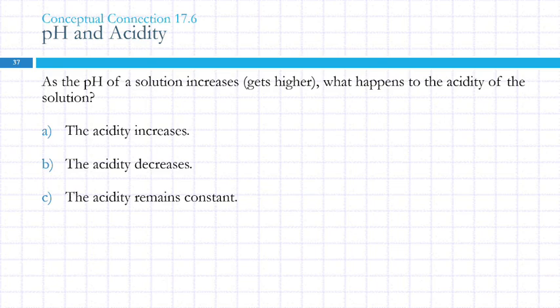So as the pH of a solution increases, meaning getting bigger, a larger number, what happens to the acidity of the solution? It decreases. It's going to go down. And those sorts of questions can be a little confusing, and you kind of have to step back and say, okay, what am I really thinking about here?